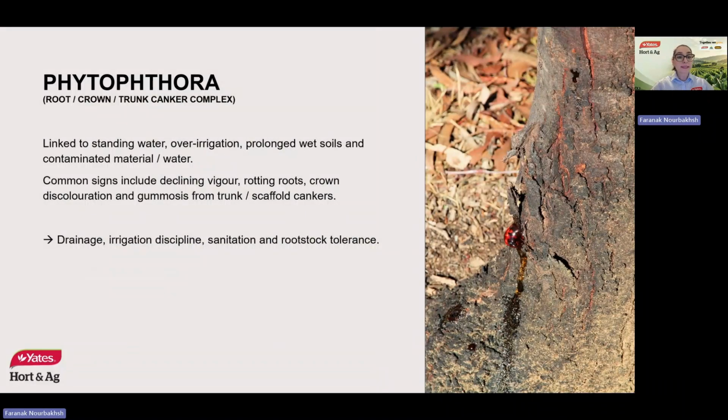Phytophthora is another fungal disease that is linked to waterlogging, over-irrigation, and standing water around the tree trunk for a few days. Common signs include declining vigor, rotting roots, crown discoloration, and gummosis from trunk and scaffold cankers. The corrective or preventive actions that we can consider are proper drainage, irrigation discipline, sanitation, and rootstock tolerance.